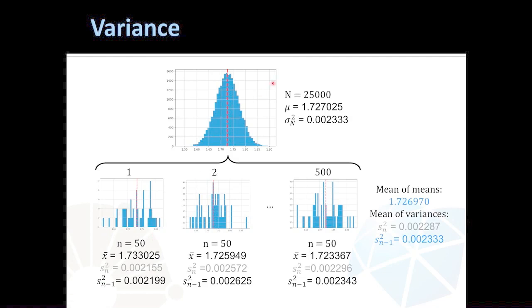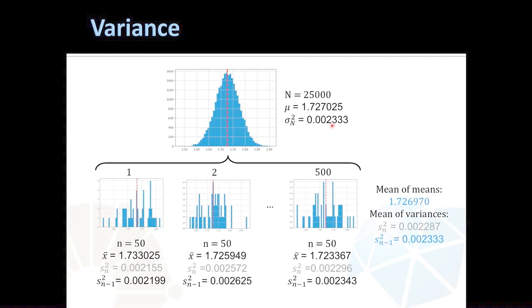Suppose that we have 25,000 measures of the height of all the students in a university, for example. The mean of the height is 1.72. And the variance of the population, here divided by n, because this is the population, is 0.0023.